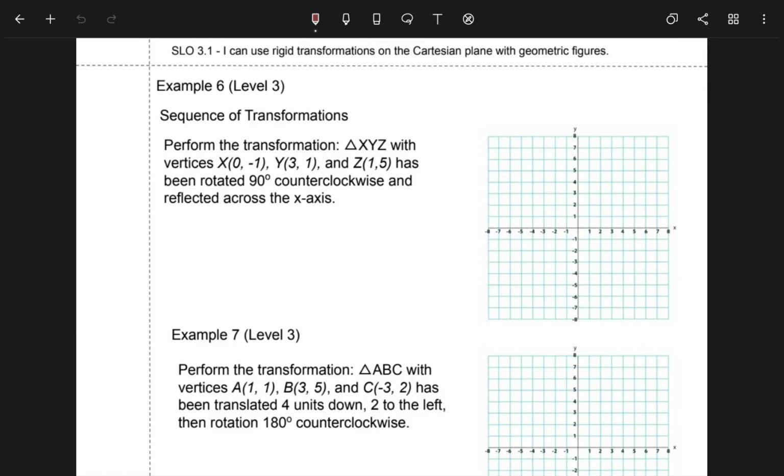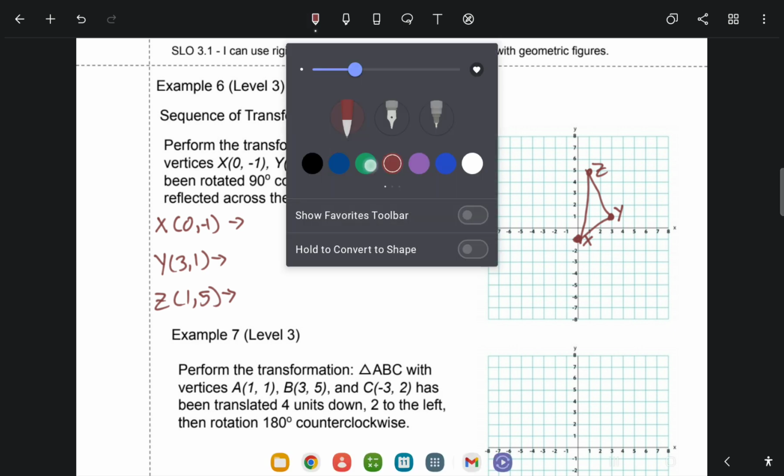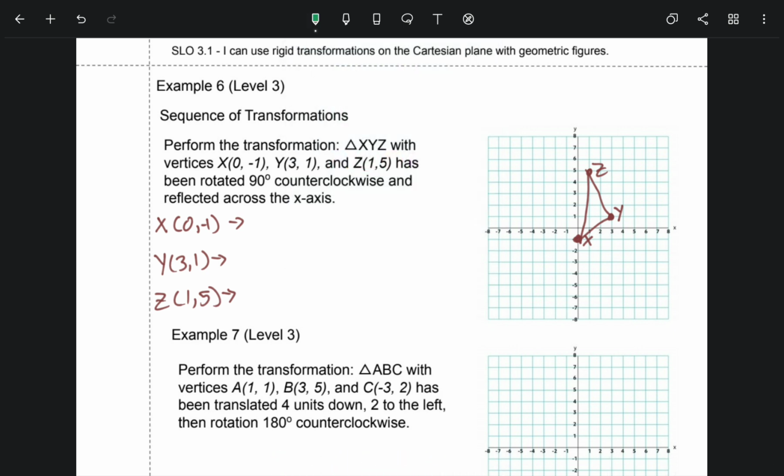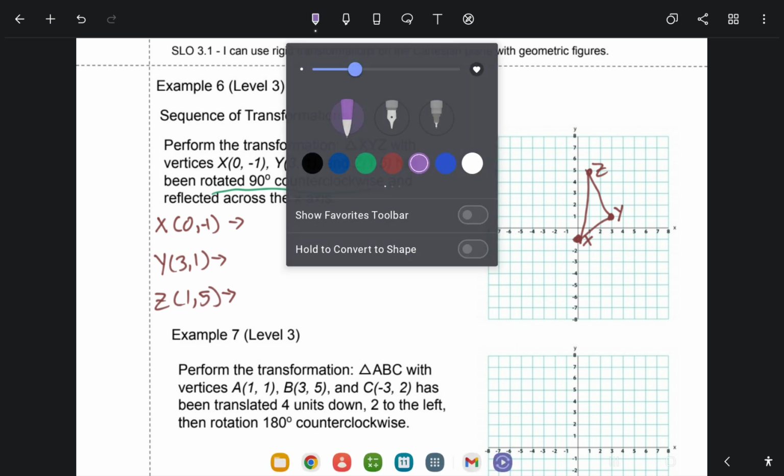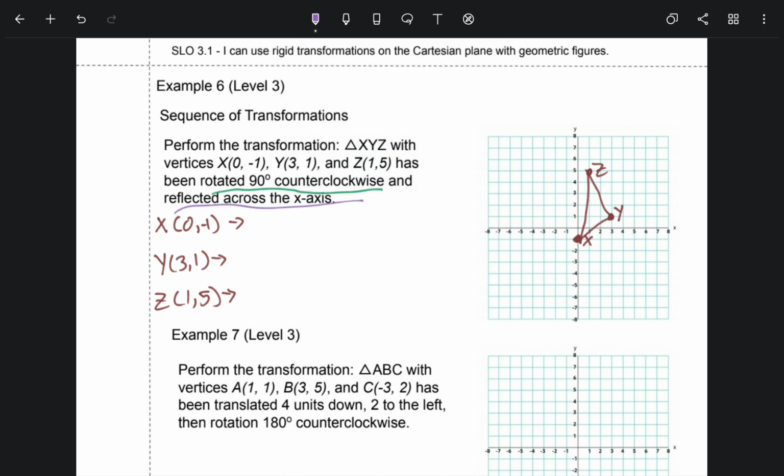Now for level 3s, we are going to be performing a sequence of transformations. So for our sequence of transformations, we're going to take the X, Y, and Z and rotate them 90 degrees counterclockwise first. Then we are going to reflect across the x-axis. So let's start with the rotating 90 degrees counterclockwise. For that one, we take our coordinate, whatever it is, A, B, switch the order and make the first one negative.